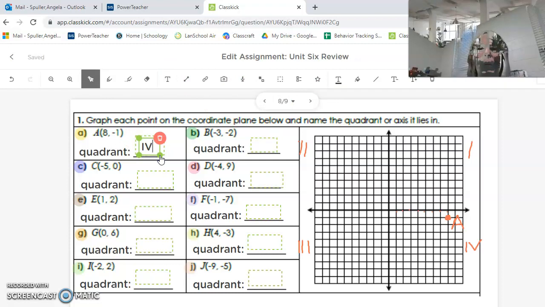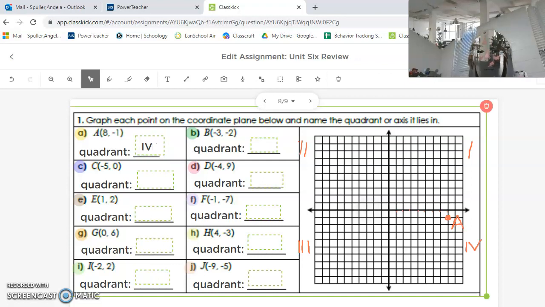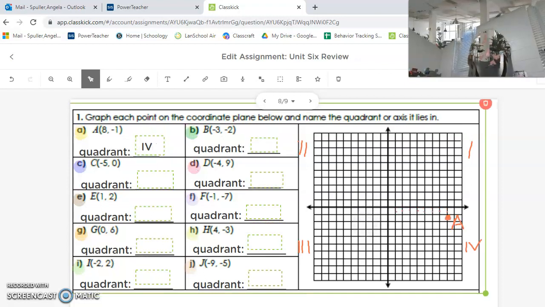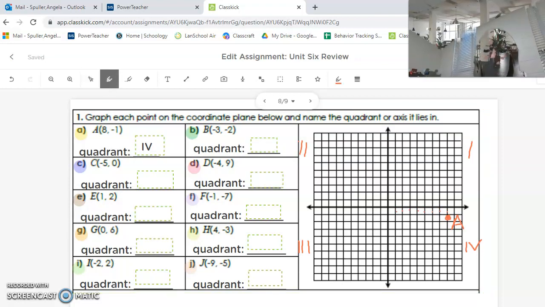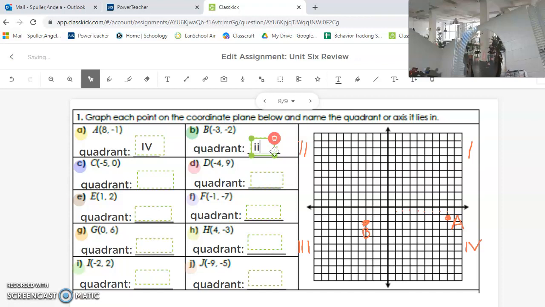Okay. B, going over 3, 1, 2, 3, remember it's the line, going down 2 because it's negative, 1, 2, down 2 right here. This would be B, so it's in quadrant 3. Oops, let's use capitals on that.